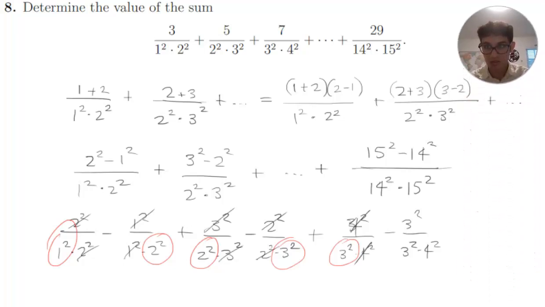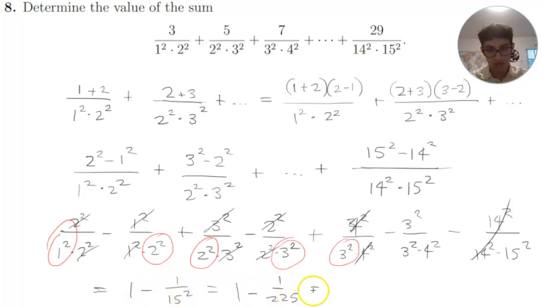But the very last term that you're going to see is going to be, I think, plus 15 squared over 14 squared times 15 squared, minus 14 squared over 14 squared times 15 squared. These cancel out. And so at long last, we're left with 1 minus 1 over 15 squared, which is 1 minus 1 over 225, which is 224 over 225.